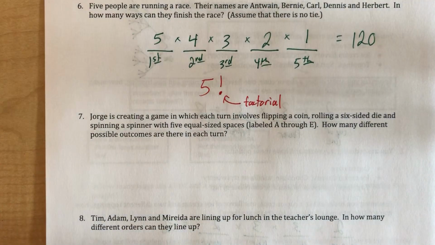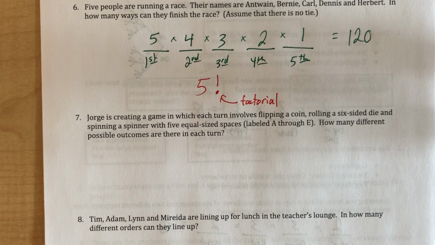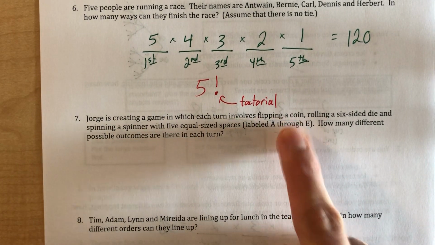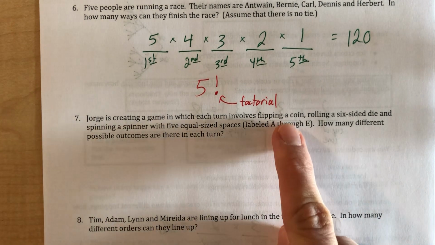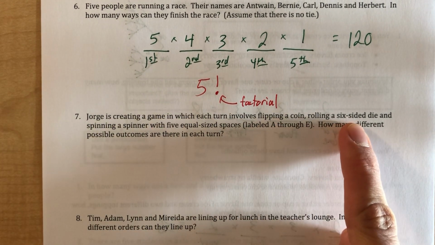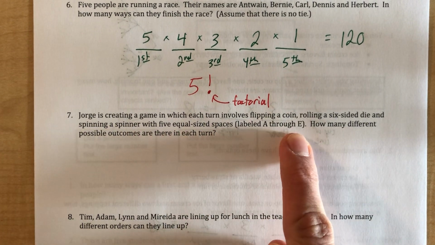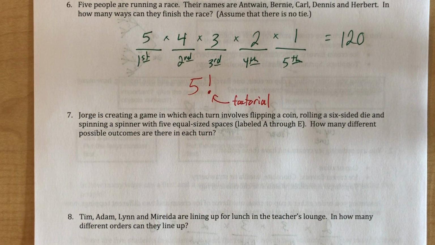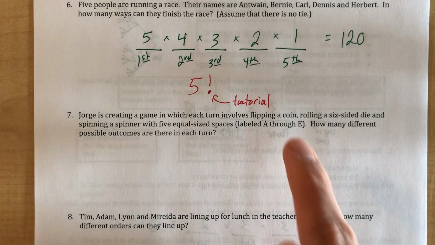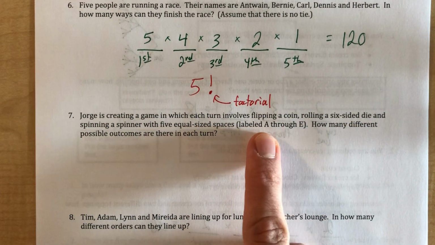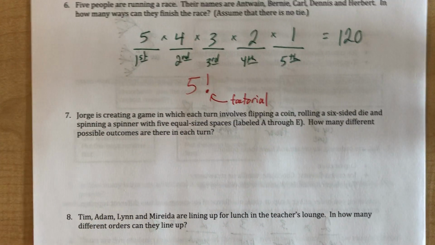George is creating a game in which each turn involves flipping a coin. Okay, all of a sudden I'm thinking, oh, we have 2 options. Rolling a 6-sided die, okay, 6 options, and then spinning a spinner with 5 equal-sized spaces labeled A through E. So whatever this game is, it sounds ridiculous, but every turn you're gonna flip a coin, roll a die, spin a spinner. How many different possible outcomes are there in each turn?